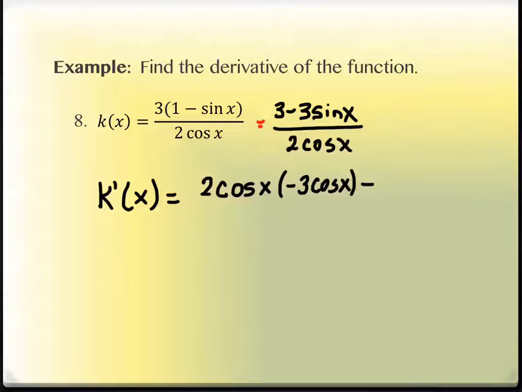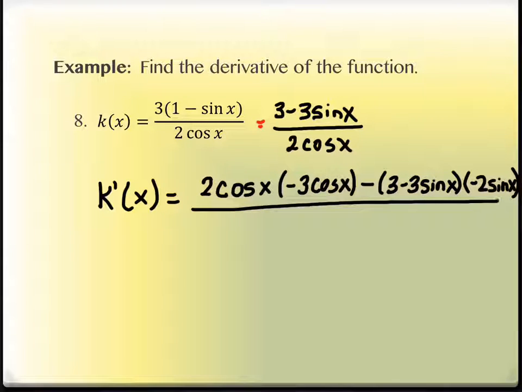Minus. Now I need the numerator, which is 3 minus 3 sine of x, times the derivative of the denominator. So what's the derivative of 2 cosine x? Negative 2 sine x. So that one does change because it's taking the derivative of cosine. And all of this would be over 2 cosine of x, all of that squared. So again, be careful. That means the 2 is going to be squared as well, not just the cosine. So I will rewrite it, but I'm writing it like that on purpose for the moment.